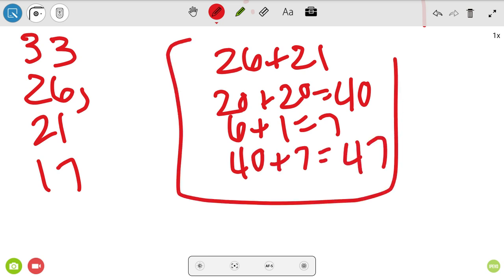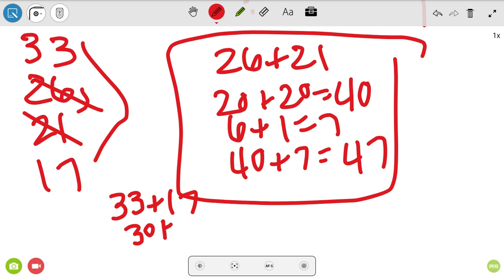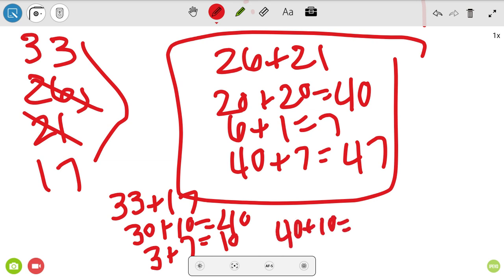So I'm going to kind of leave this alone for a second. I've added these two numbers, and then I'm going to add 33 plus 17. I'm going to do that down here. 33 plus 17. So 30 plus 10 is 40, and 3 plus 7 is 10, and then 40 plus 10 is 50. Are you with me?